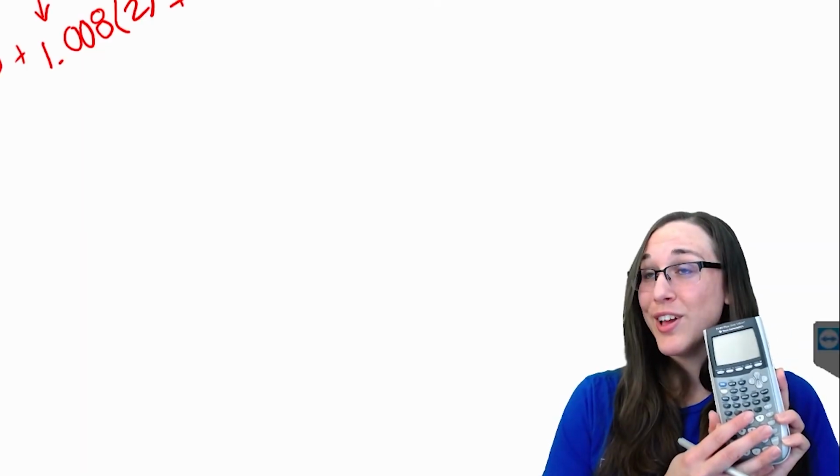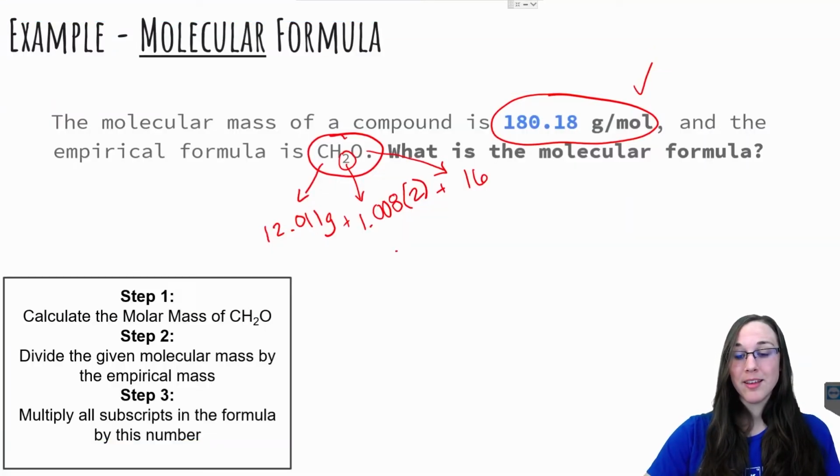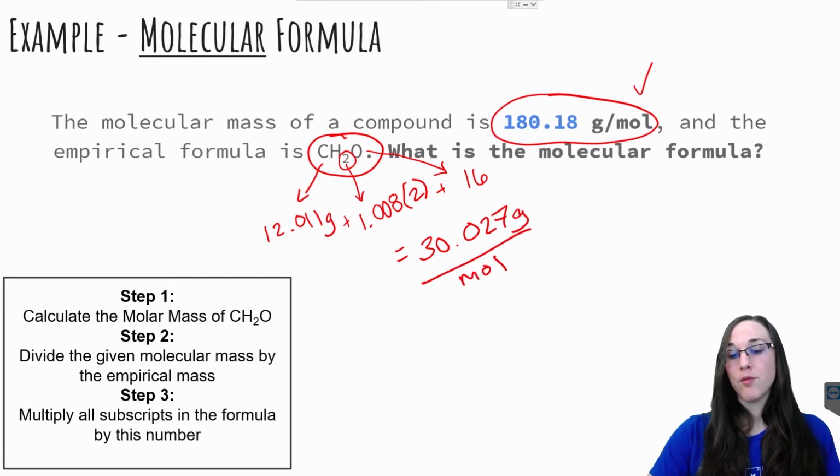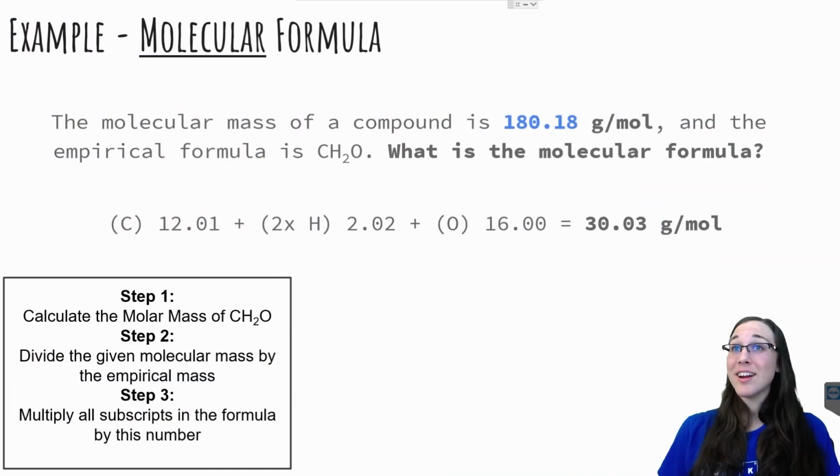Grab your calculator to plug and chug. And our molar mass ends up being 30.027 grams per mole for CH2O as our empirical given formula. And there is that same calculation tidied up and rounded up. Instead of the 0.027, I just rounded it to 0.03.